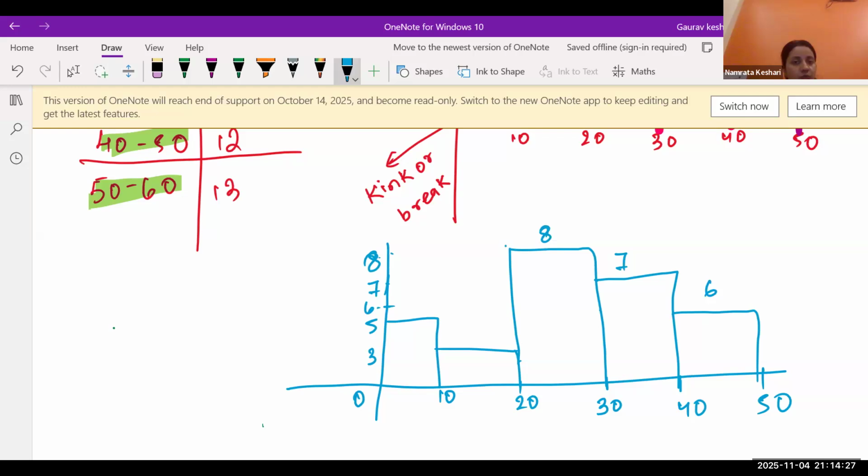The frequency is the height. So if we have to draw the frequency polygon, there are two ways: one with the help of the histogram and another directly. Here we need to use class mark. The first class interval is 0 to 10, and on day 1 we were discussing the meaning of class mark. Class mark means nothing but just the midpoint, and the formula for getting the class mark was lower limit plus upper limit by 2, right? Yes, ma'am.